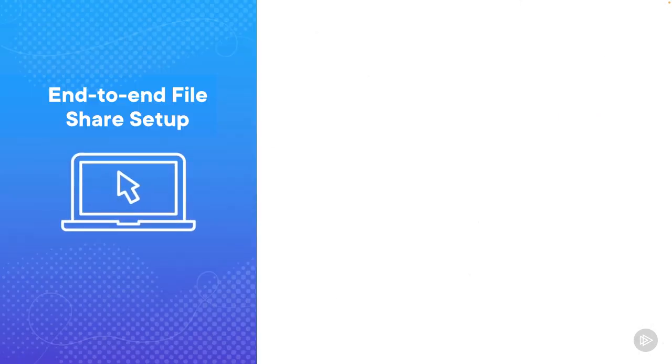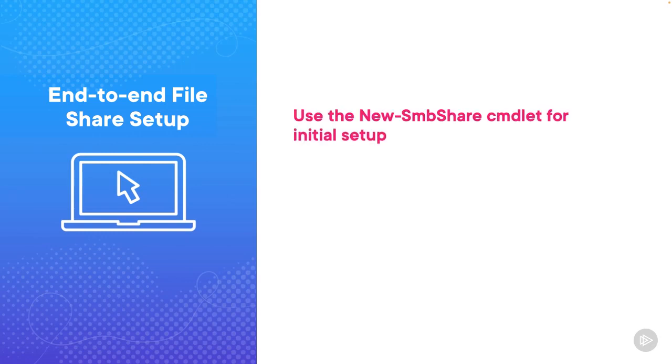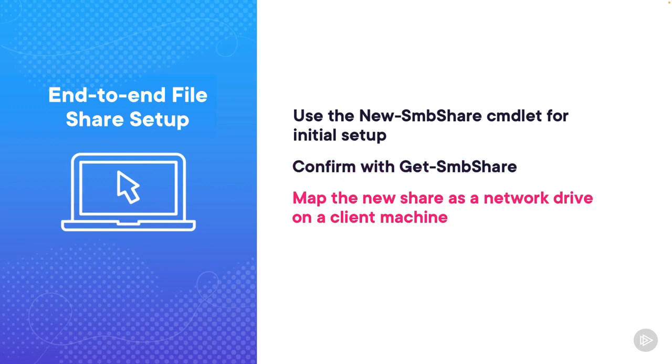We're going to move right into a demo. We're going to set up a file share from start to finish. First, we'll leverage the New-SmbShare commandlet to establish a new file share for an HR department, demonstrating access and a quota. We won't stop there though. We'll use Get-SmbShare to confirm its successful creation. And finally, we'll map this new share as a network drive on a client machine. This is the real proof of the pudding, showing that the share is not just created, but fully functional. So get ready, we're diving in.